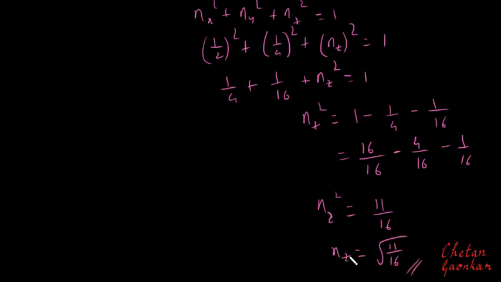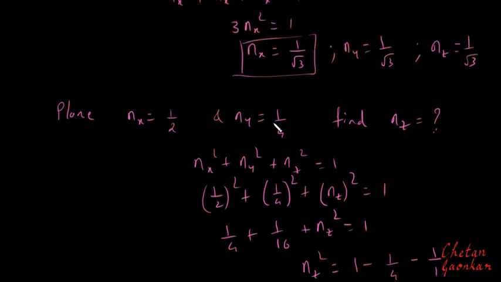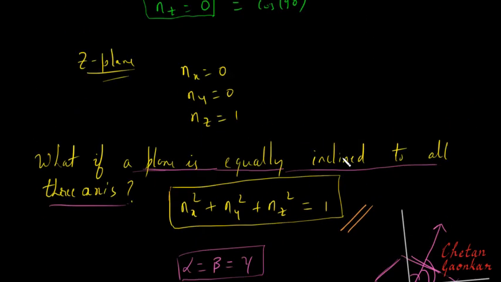So this is how we can find the direction cosine if we know two of its direction cosines, because we know that the property is that the sum of the squares of the direction cosines will always be equal to 1.